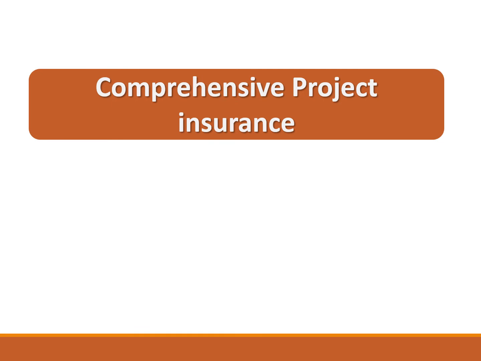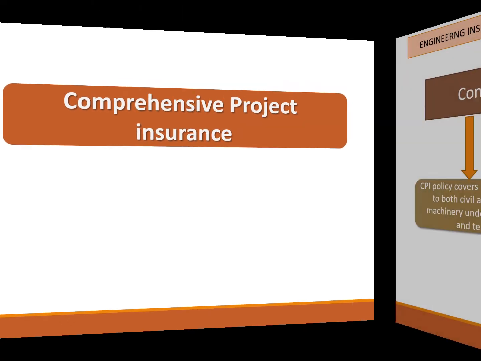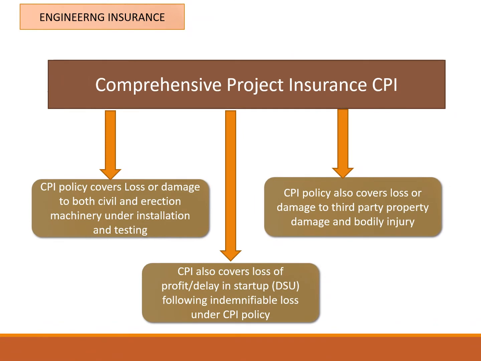Comprehensive project insurance. Project insurance covers loss or damage to both civil and erection machinery under installation and testing. It covers both civil works and machinery installation. It also covers third party property damage and bodily injury. And another special thing is delay in startup cover following an indemnified loss under CPI policies.